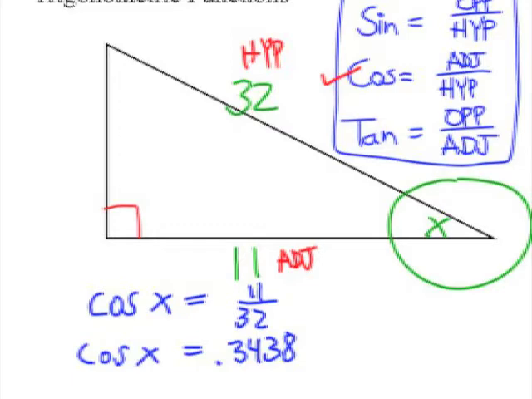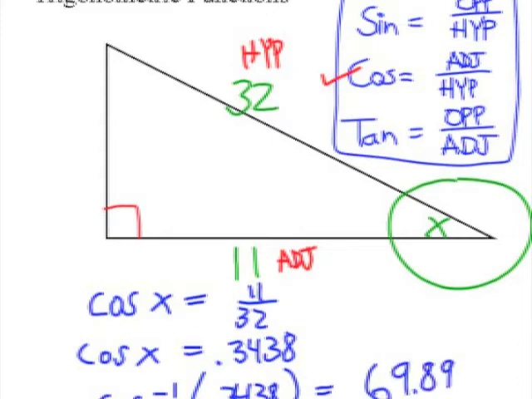But to find the actual angle, I'm going to do the inverse cosine function of 0.3438. Find that button on your calculator and find the inverse cosine. And the answer should be 69.89, let's call it 70 degrees. So angle x would have to be 70 degrees by using the inverse cosine. Let's try one last example with tangent.